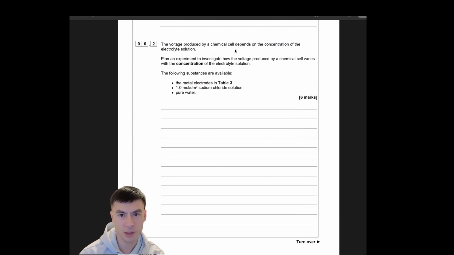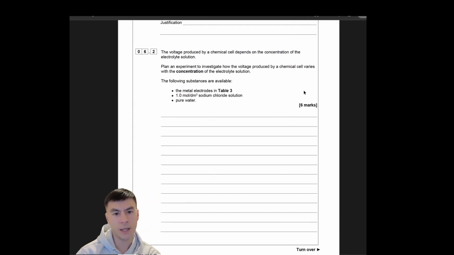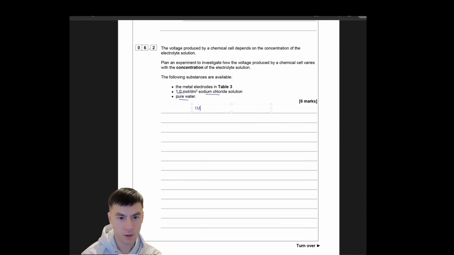Voltage produced by a chemical cell depends on the concentration of the electrolyte solution. Plan an experiment to investigate how the voltage produced by a chemical cell varies with the concentration of the electrolyte solution. 1 M NaCl solution. 咁如果我哋要做啲 dilution 有 pure water 用幾多？Pure water.